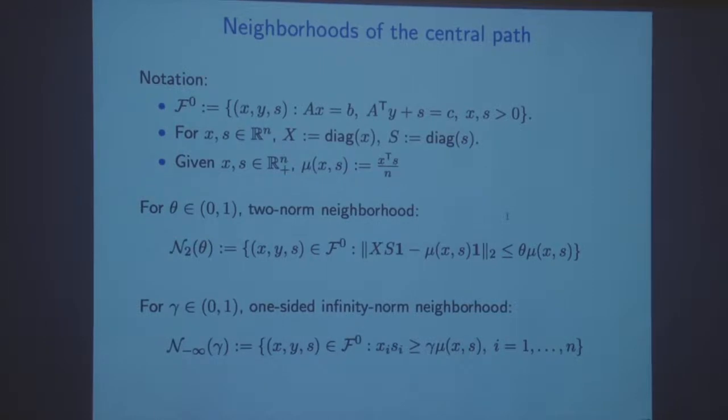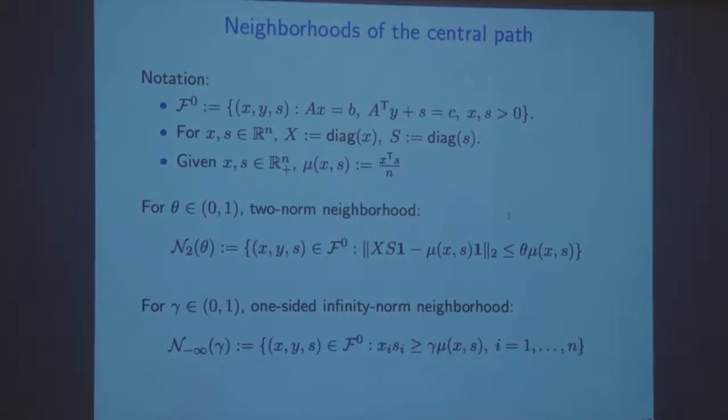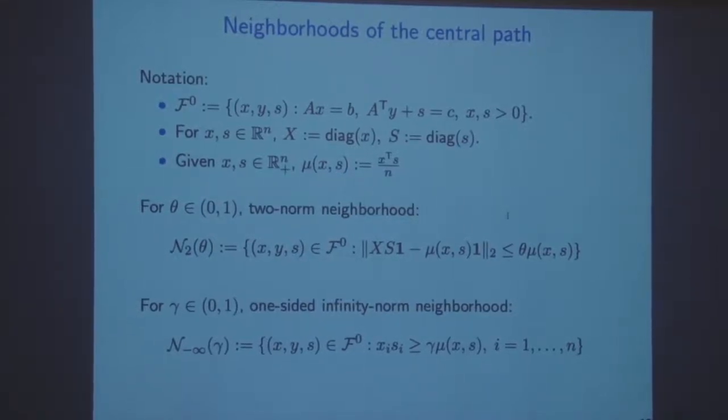This is standard notation, F0. F stands for the feasible set, the primal-dual feasible set. So F0 is the set of points that are strictly feasible for the primal and dual problems. We want the primal constraints to hold, the dual constraints to hold, but then x and s positive. Okay, so that is F0.